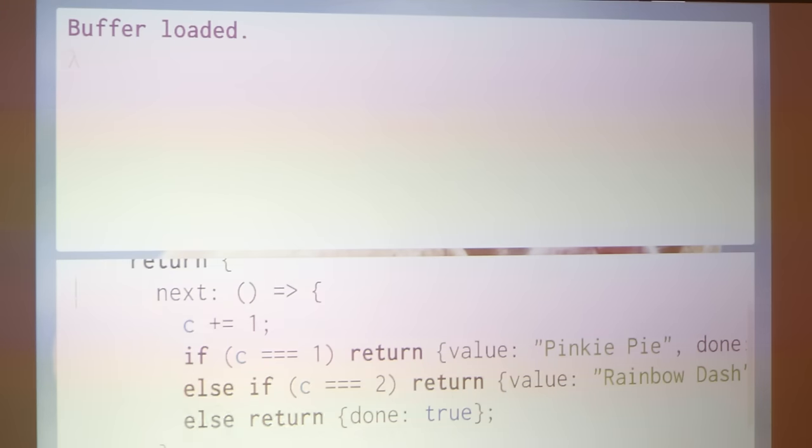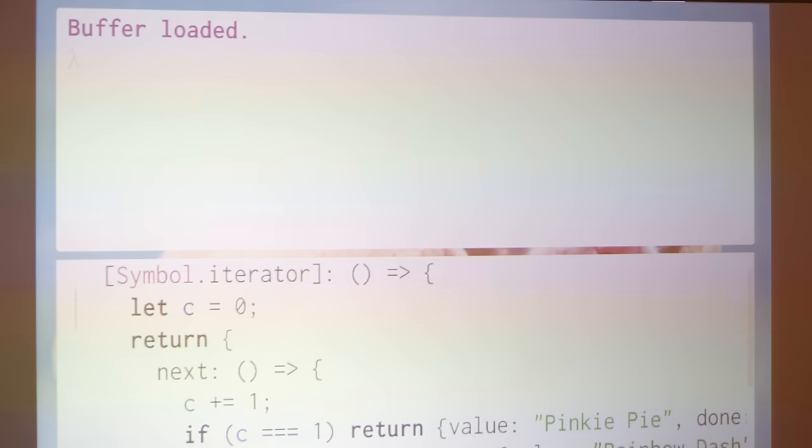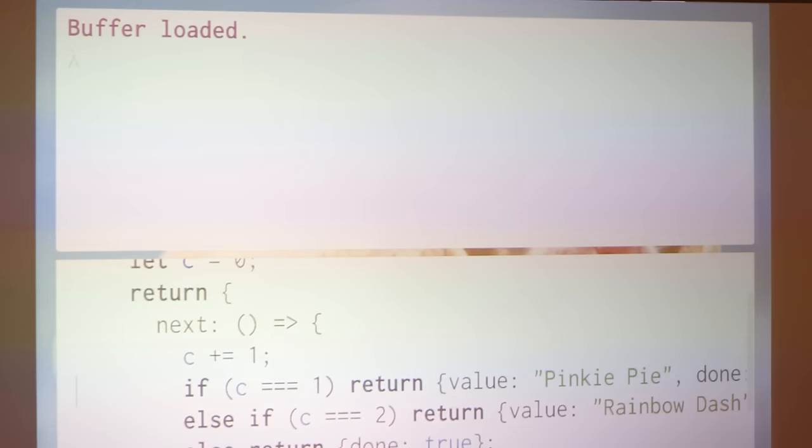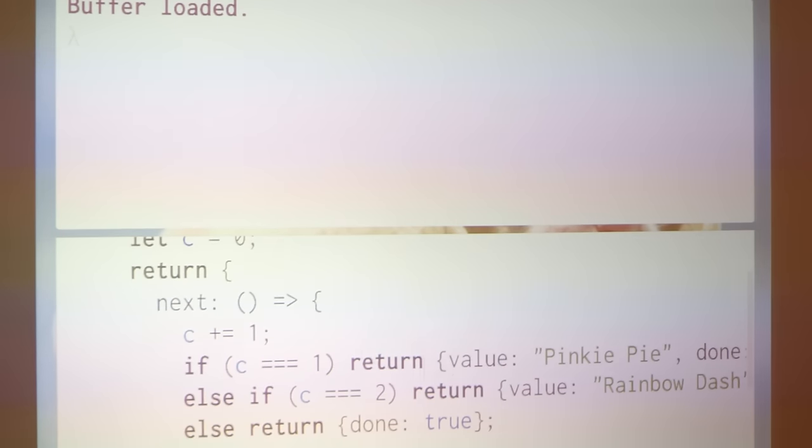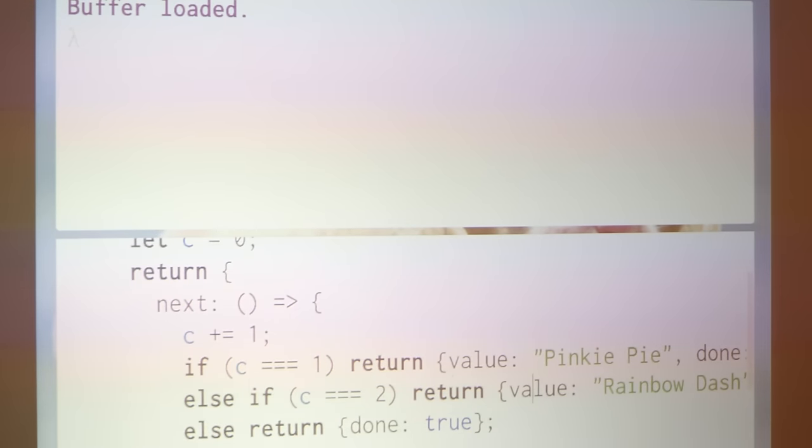It's like a very simple state machine. We've got a counter, c, and we increment it when you call next. Then if it's 1, we return Pinkie Pie. If it's 2, we return Rainbow Dash. And if I could be honest, there are really only two really cool ponies anyway, so I've got those.